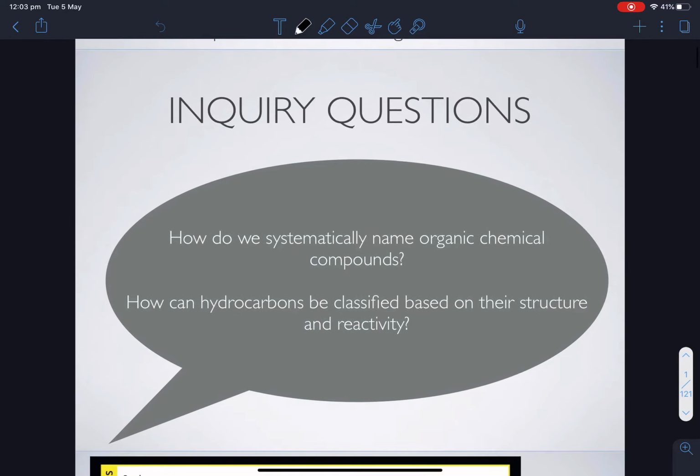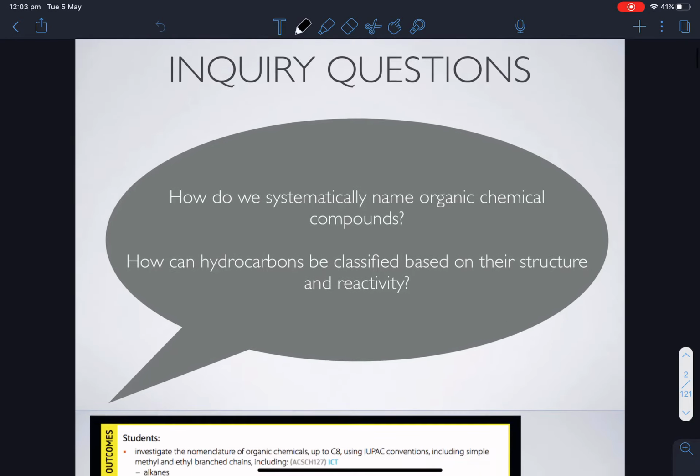Our inquiry questions for this chapter. How do we systematically name organic chemical compounds? So we're talking about naming here. And how can hydrocarbons be classified based on their structure and reactivity? So how are the atoms arranged and bonded, and how do these react?